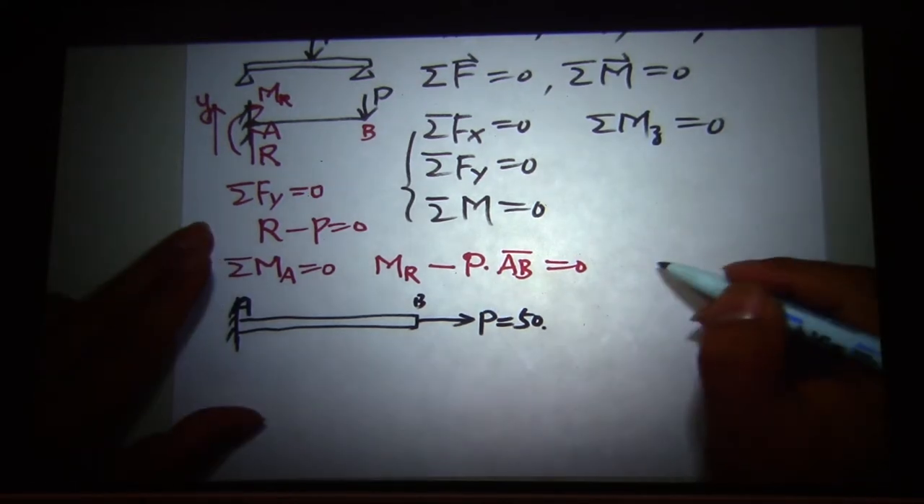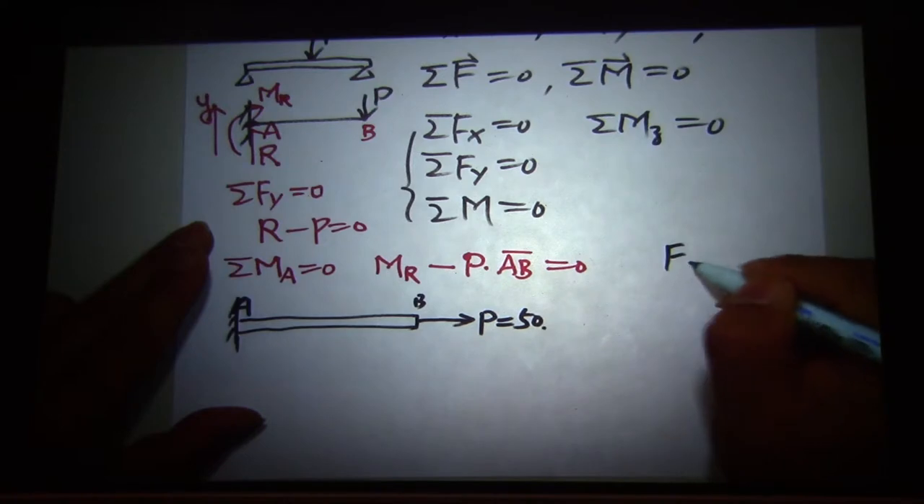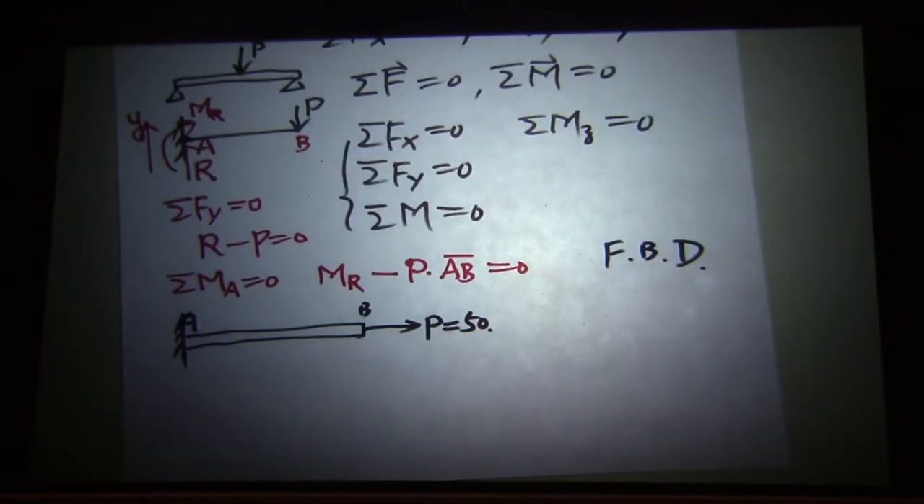Here's the important concept. The free body diagram is the scale, the kind of tool we need to write the equation of equilibrium. Before you write the equation, you need to draw the free body diagram. I think we did that in statics. So how do you draw the free body diagram?